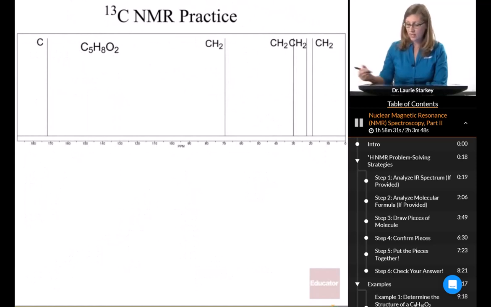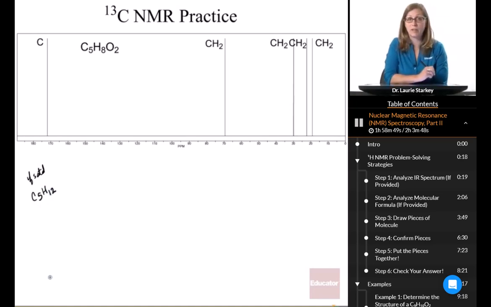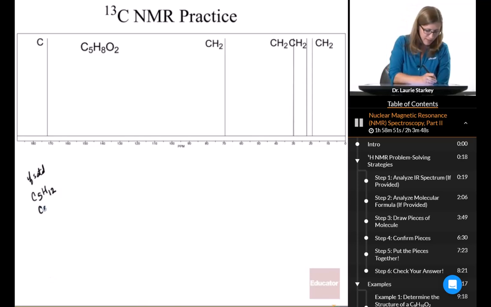Okay, let's try one last C-13 problem. C5H8O2. If that were saturated, what would our formula be? C5, 2N plus 2, 10, 12. C5H12 would be our saturated formula. We have C5H8, so we have 4 hydrogens missing. So we have 2 degrees of unsaturation.